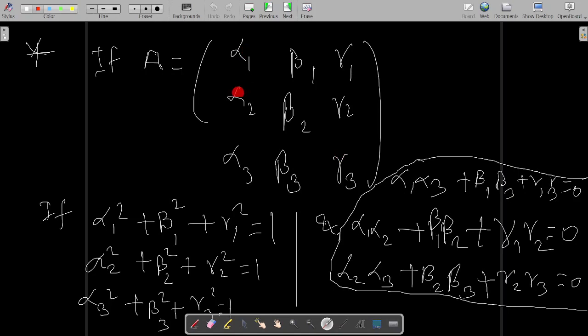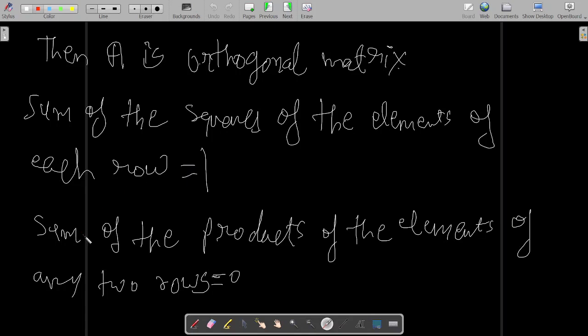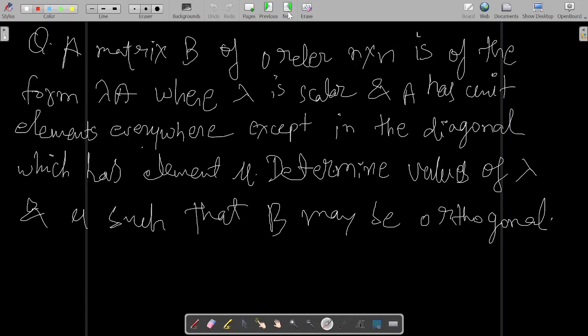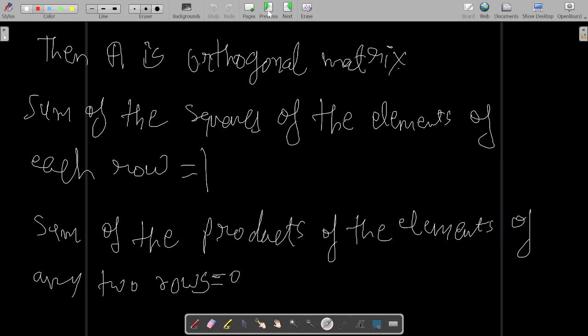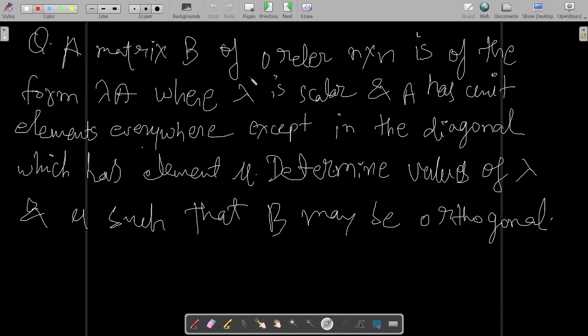Sum of the products of the elements of any two rows equal to 0. Okay, the sum of the products of the elements of any two rows equal to 0. So that implies that A is an orthogonal matrix in that condition. Okay, so such is the thing.